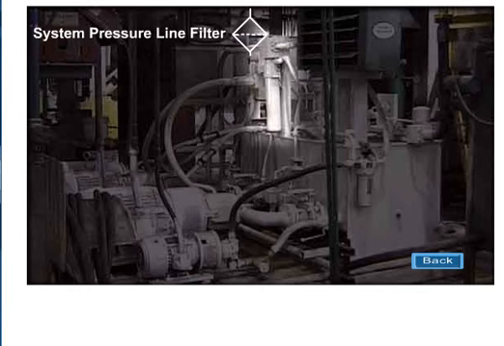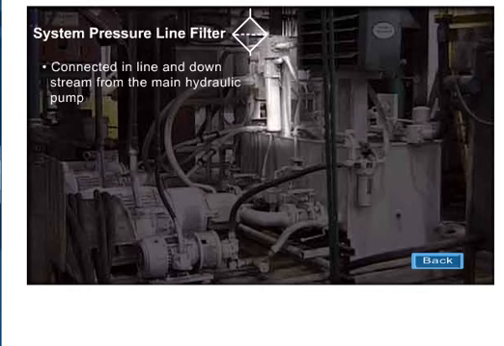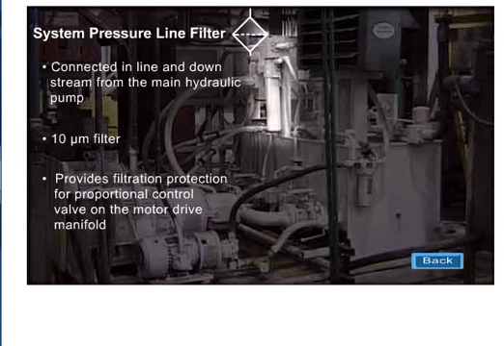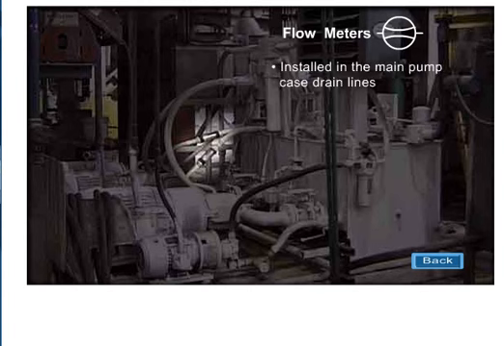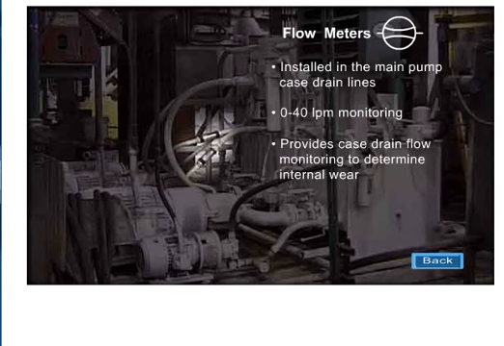System pressure line filter, connected in-line and downstream from the main hydraulic pumps. 10 micron filter. Provides filtration protection for a proportional valve on the motor drive manifold. Flow meter, installed in the main pump case drain lines. 0 to 40 liters per minute monitoring. Provides monitoring of the case drain flow to determine internal wear. The case flow must not exceed 20 liters per minute.